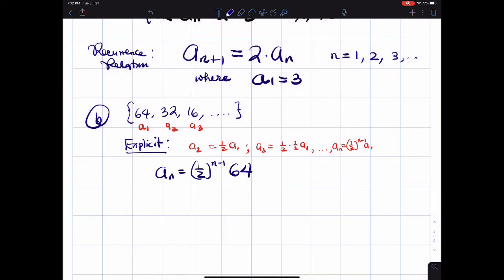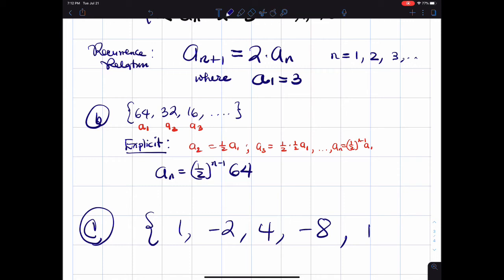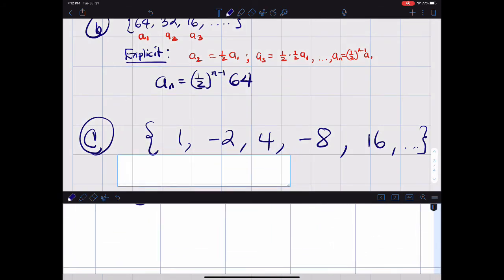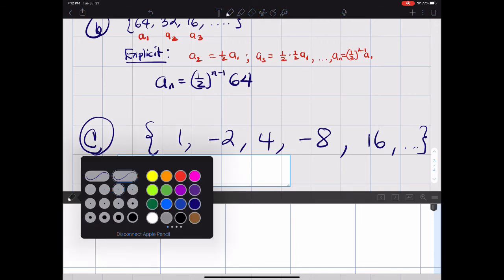Okay, let's try another one. How about this? We have 1, -2, 4, -8, 16, and so forth. All right. So let's go for an explicit formula.